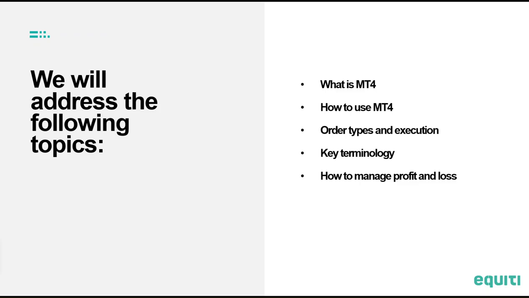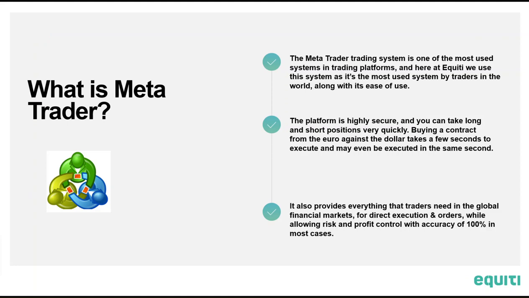So in today's presentation, we will address the following topics: what is MT4, how to use it, the different order types and execution orders that we can take, the key terminologies, and how to manage our profit and loss. So let's start. Obviously, the platform is widely regarded for its user-friendly interface and advanced features. It's a flexible tool for traders to execute multiple orders, including market orders, limit orders, stop orders, making it highly flexible for traders. And one of the standout features of MT4 is its ability to support third-party plugins and custom indicators, which we'll also be talking about later.